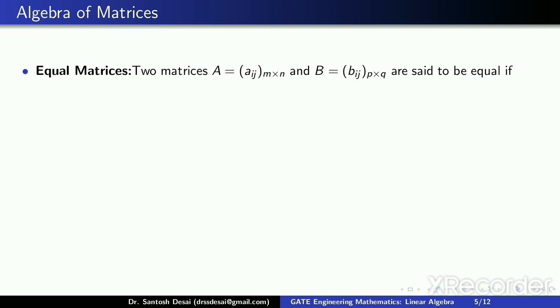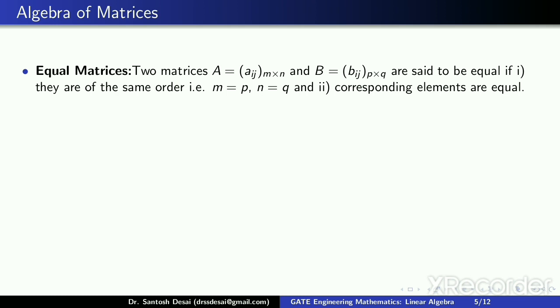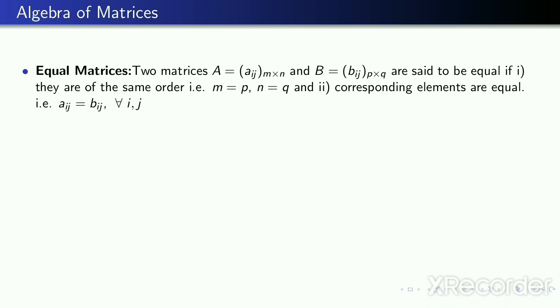Now we consider algebra of matrices. Under this, first we define equal matrices. Two matrices, capital A is equal to Aij of order m by n and capital B is equal to Bij of order p by q, are said to be equal if they are of same order, that is m is equal to p and n is equal to q. And second condition, corresponding elements are equal, that is Aij is equal to Bij for all i and j.